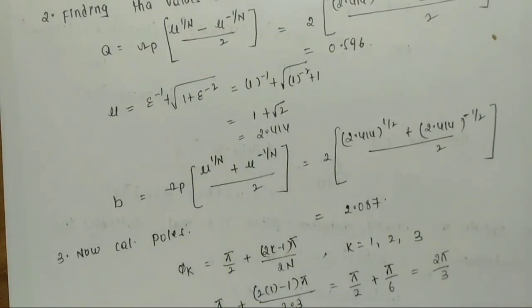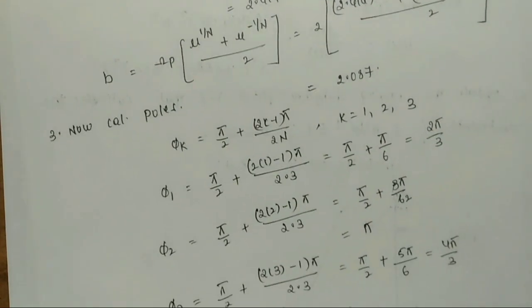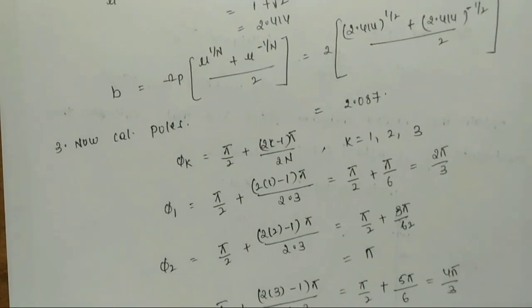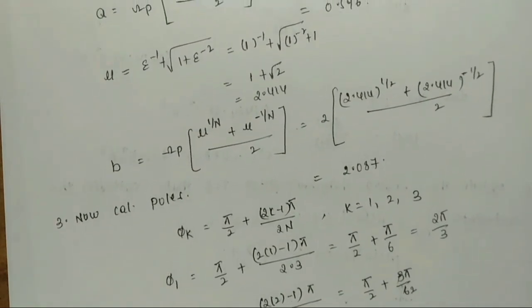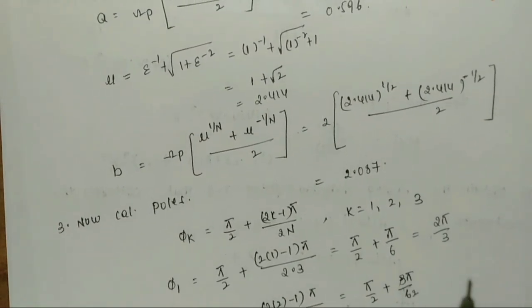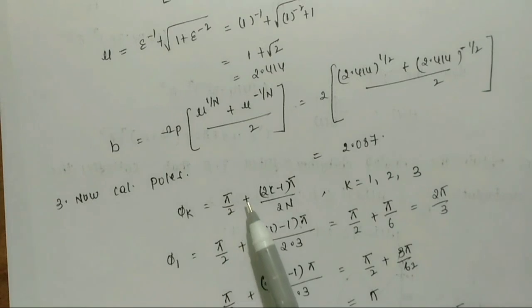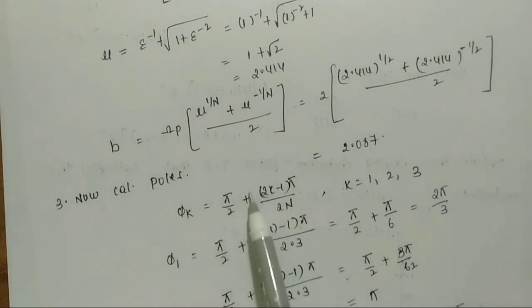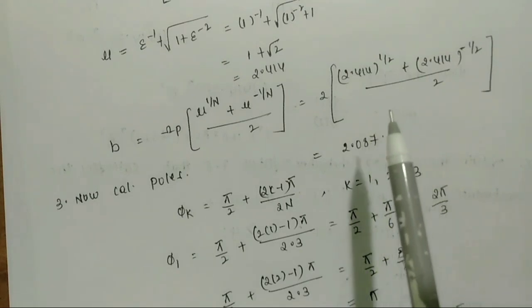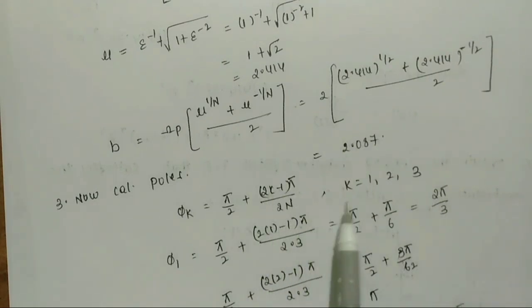And now, calculation of poles. The formula for calculating poles is Sk equal to A cos phi k plus j into B sin phi k. First of all, we have calculated the A and B values. Then it is time to calculate phi k. The phi k formula is pi by 2 plus (2k minus 1) into pi by 2n, where the k value runs from 1 to n. Here the order n is equal to 3, so the k values are 1, 2 and 3.